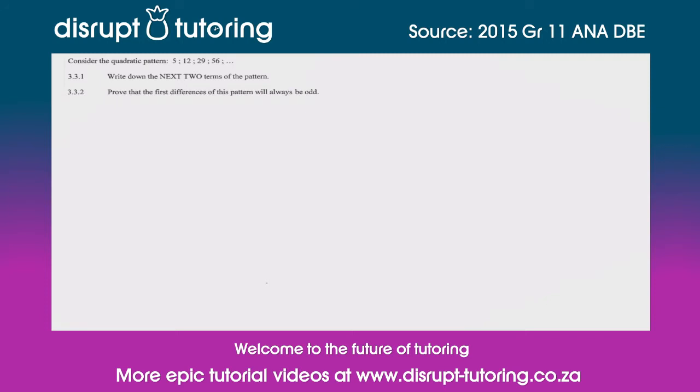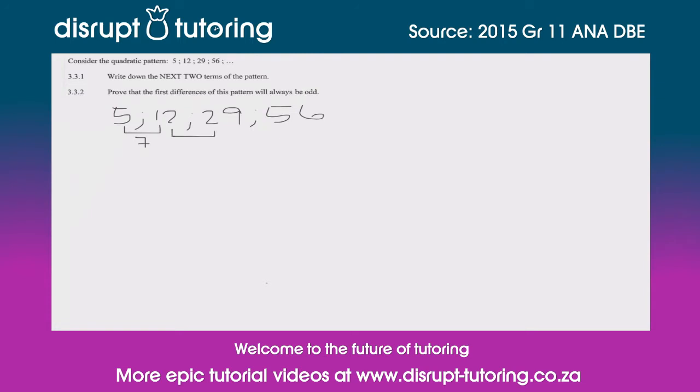The first thing they've asked us to do is write down the next two terms of the pattern, so we need to write down that term and that term. So before I do that, I'm first going to rewrite the sequence. And I'm going to figure out what this first difference is. So the first difference there is 7.